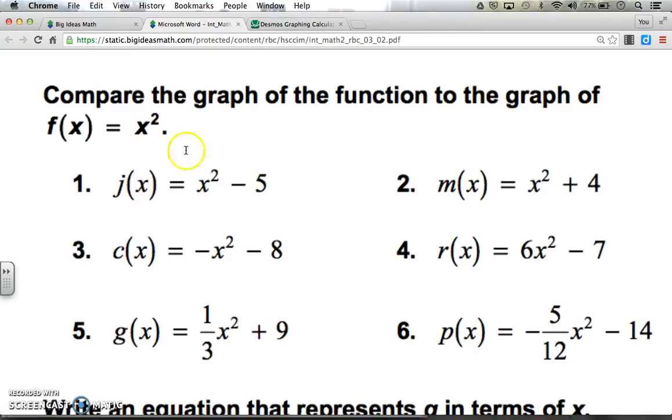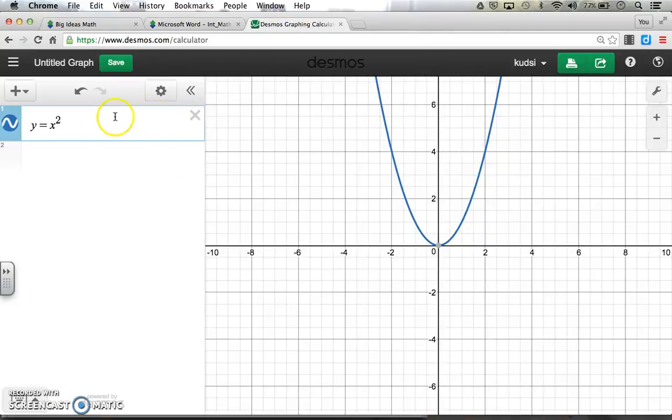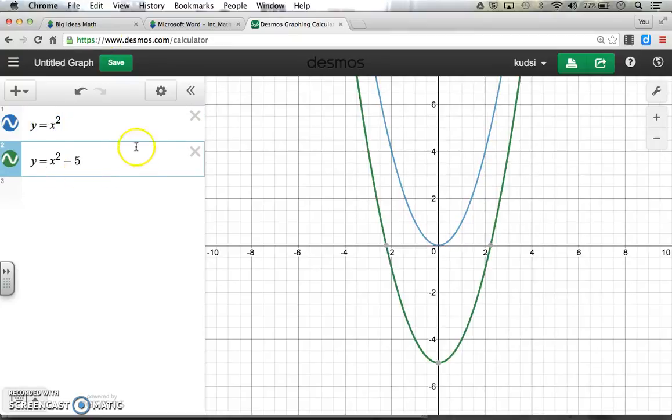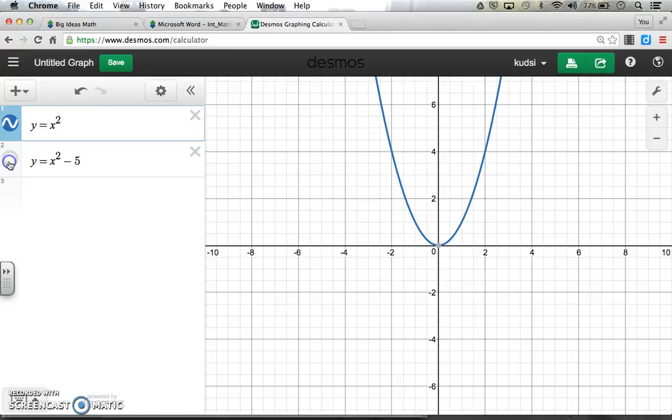These are both related to the parent function. They're from the same family. That's why we call it a parent function. Because they're both x squared, they're both going to be parabolas. How is this going to change it? Let's copy and paste it, the one with -5 at the end. Now we have the parent function and the modified function.